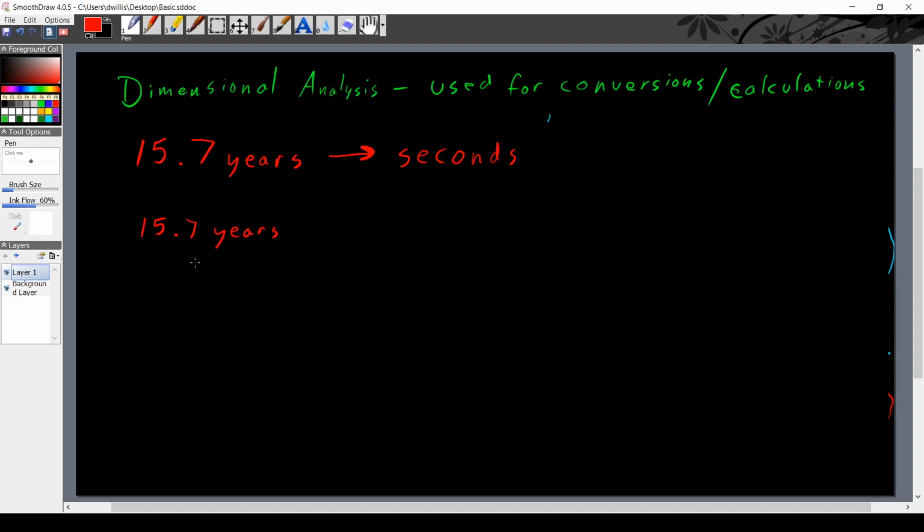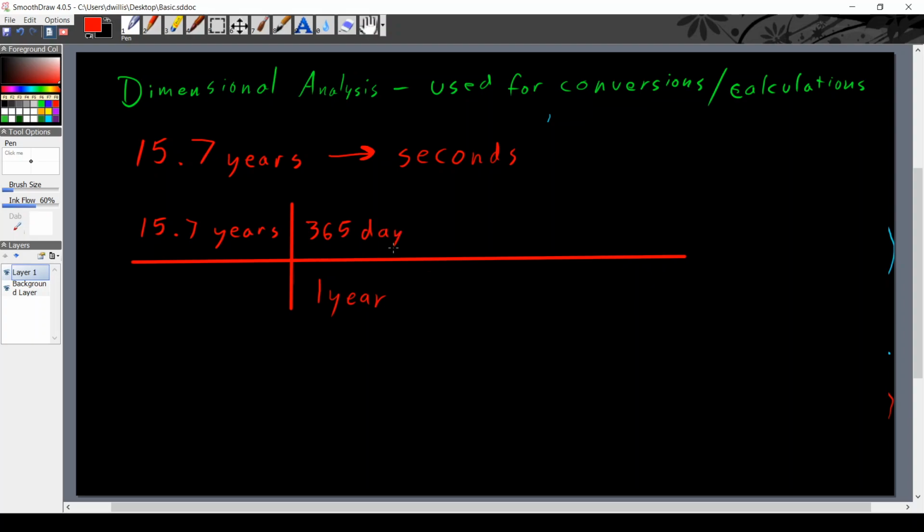right up here. And I'm going to put my, oh, look, there's a nice neat bar. Now, I'm trying to get to seconds, so I'm going to work to gradually smaller and smaller units of time using units that I know. And I happen to know that 1 year is equal to 365 days. Now that's the unit conversion we're going to use. It's actually 365.25, but we're just going to stick with 365 for convenience.